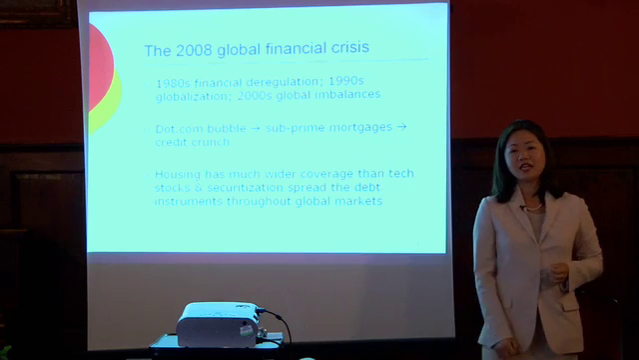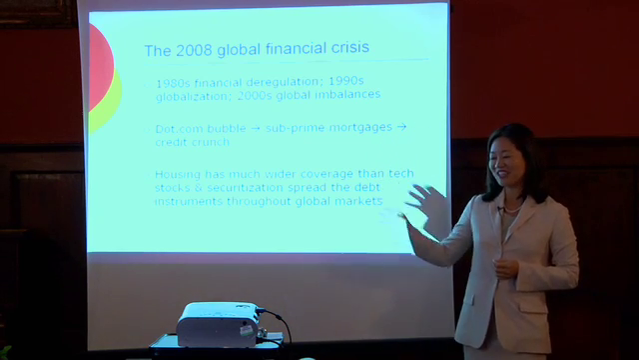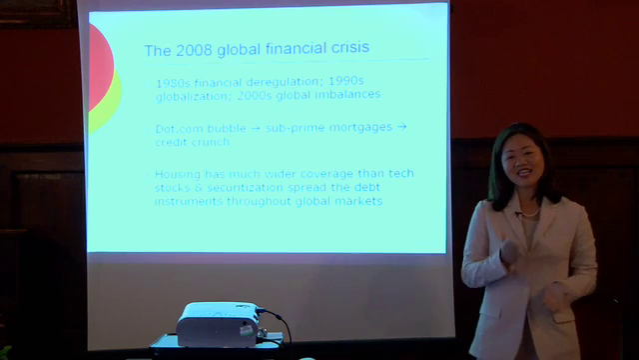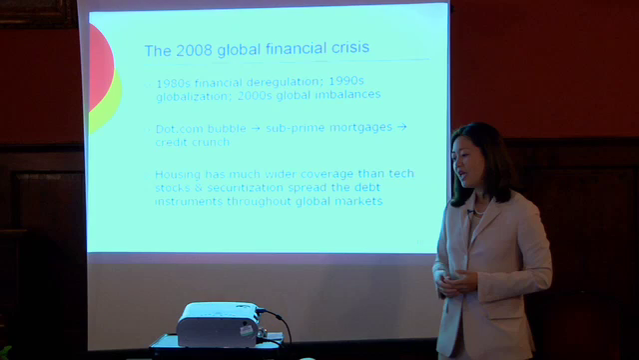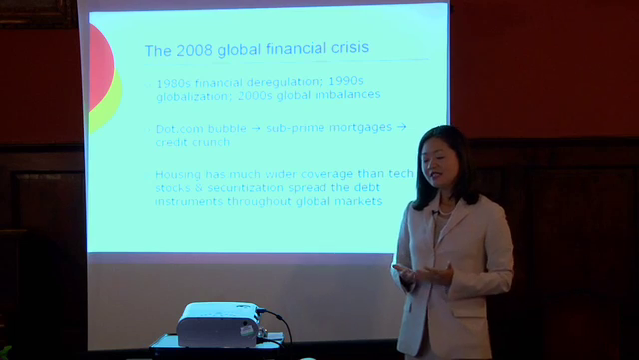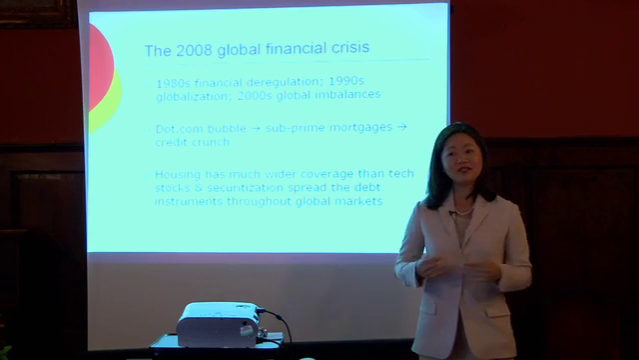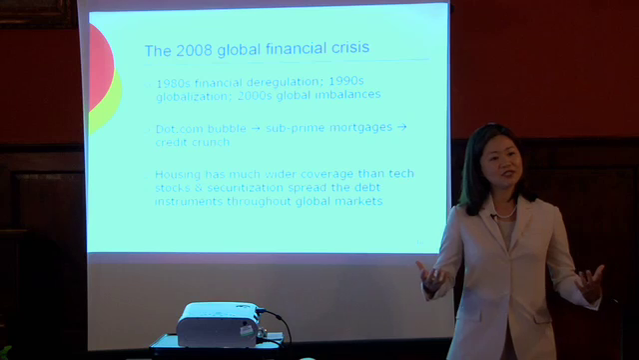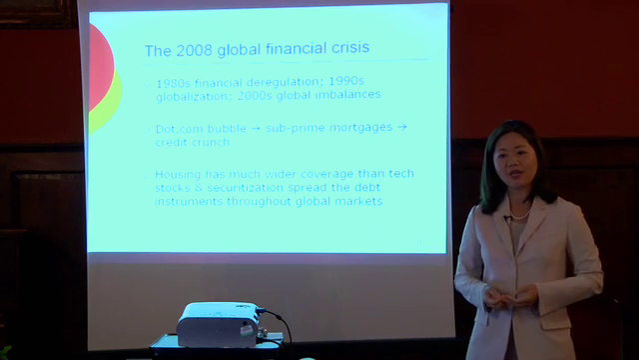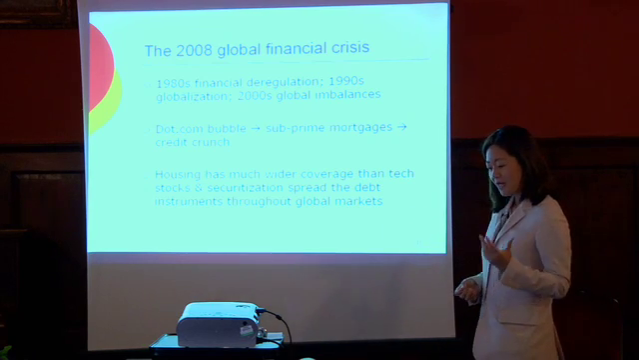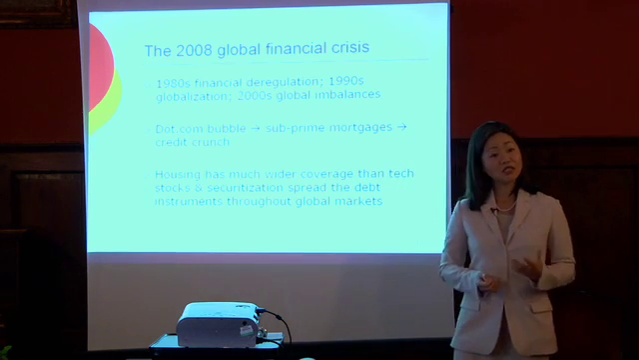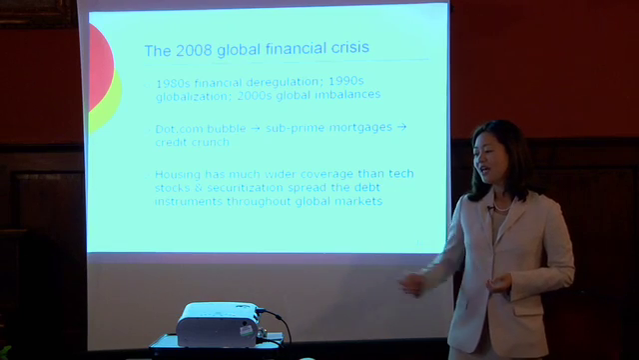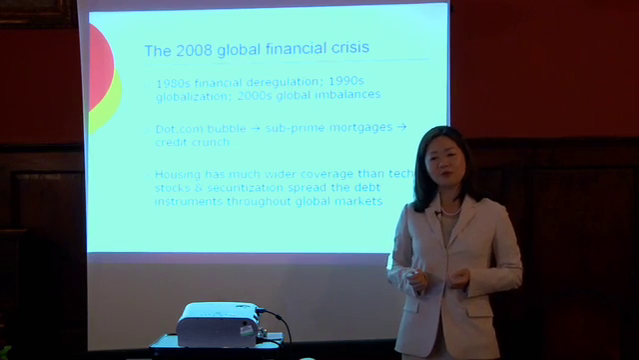So the 2008 global financial crisis, in a nutshell, is this: 1980s financial deregulation clearly led to a very unregulated, in many respects, financial market. The 1990s globalization set the scene for a very different inflationary environment, which was, in retrospect, not picked up by central banks for the reasons I've described. And then finally, the global imbalances.